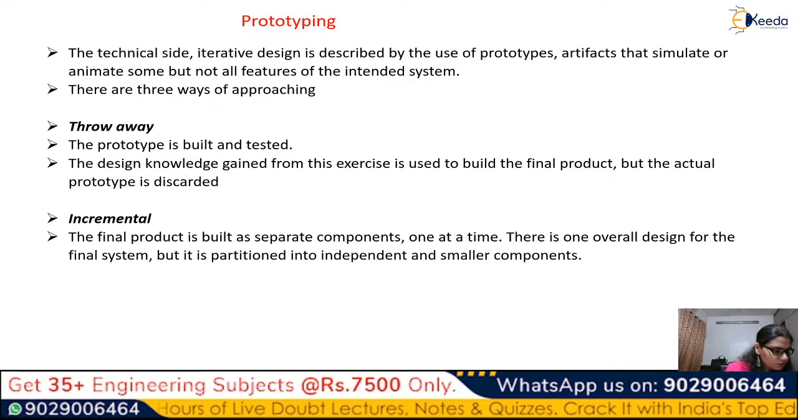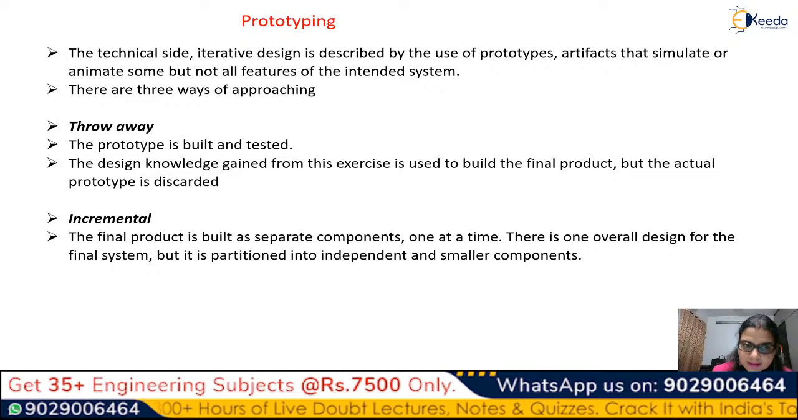Okay, so there are three ways of approaching it. We have the throwaway prototype. Here the model, which is built for the user's convenience, is built and tested, right? So design knowledge is gained from this exercise to build the final product, but the actual prototype is discarded. In throwaway they are discarded, but in evolutionary I think they are kept. Now, design knowledge means the design ideas, the design thinking, will be exercised for the final product, because from this model I get to know, okay, the user wants this, so I'll start designing the actual product.